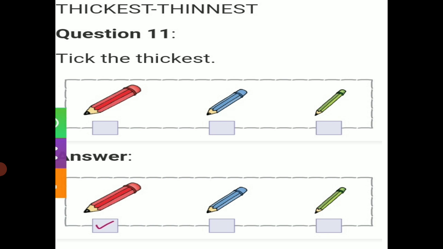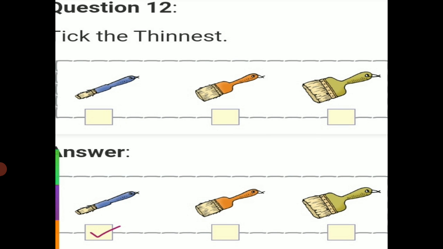Then see the picture here. Here three pencils are shown, red, blue and green. Now you have to tick mark the thickest. So red pencil is the thickest, so tick mark on red. Now tick the thinnest. Now blue, orange and green brushes are there. You have to tick mark on the thinnest. So blue brush is thinnest out of all these brushes.